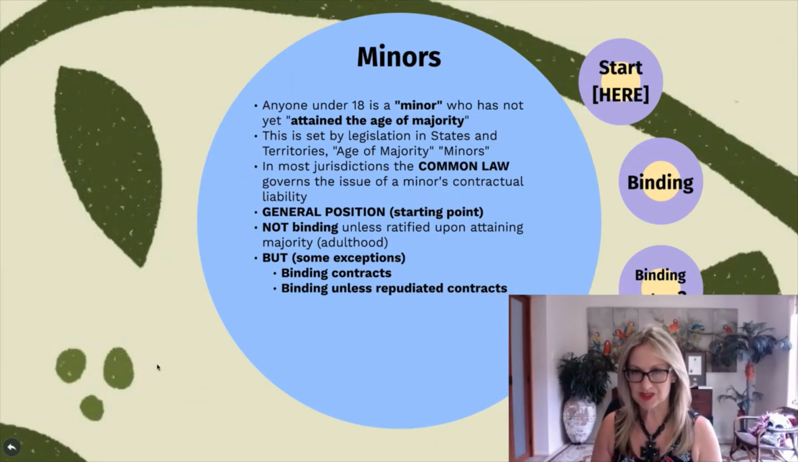So what's the general position? The general position is that contracts with minors, generally speaking, won't be enforceable against the minor. However, there are some fairly narrow exceptions, and if the circumstances meet the qualifications for those exceptions, then the contract will either be binding, just binding, no questions asked, or binding unless repudiated. So let's have a look at those.